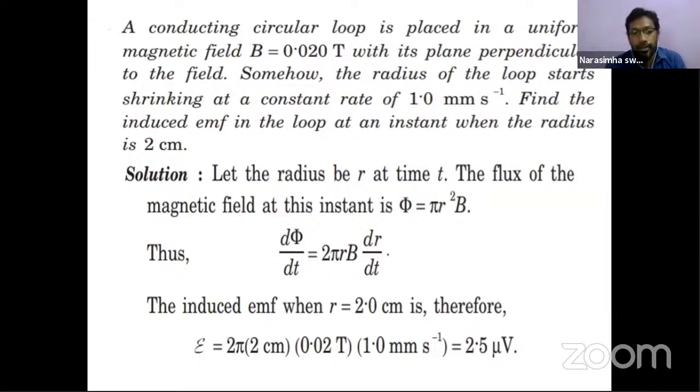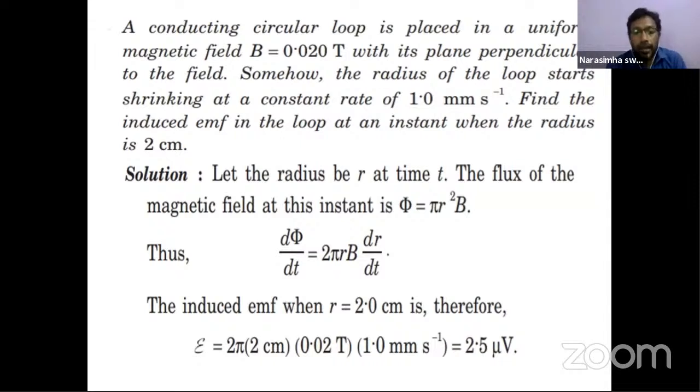The flux of the magnetic field at that instant, where the radius is 2 centimeters, is what we need to observe. So flux phi is equal to pi r square B, where pi r square is the area of the loop. Actually phi is equal to B dot A, the known formula, right? So what is d phi by dt? It is the change in flux. Why is it happening? Due to the change in radius. Understood?